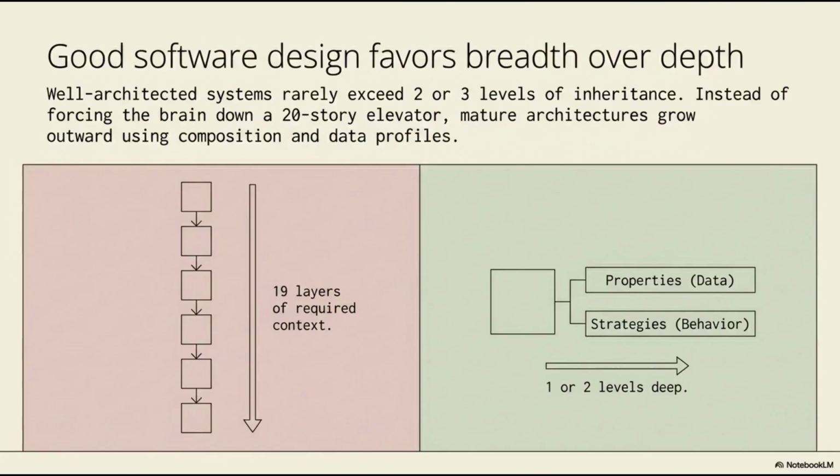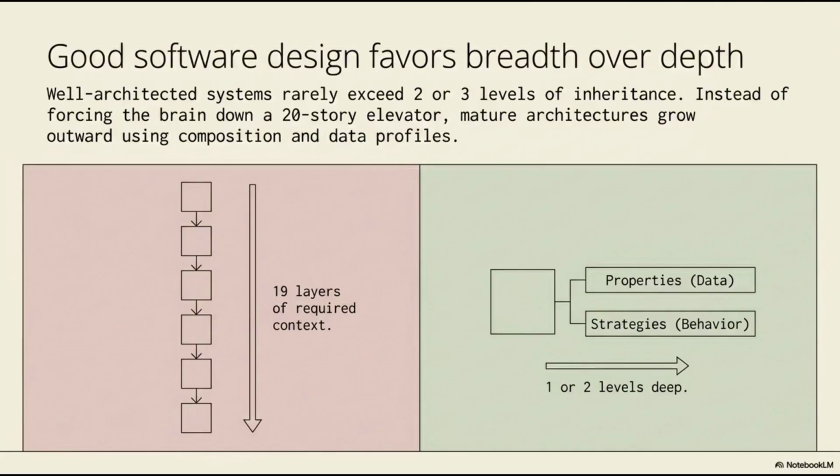The diagram on the left illustrates the pitfalls of deep hierarchies, depicting a stack representing 19 layers of required context. Navigating such a structure is akin to forcing the brain down a 20-story elevator, demanding an extensive mental model to understand dependencies and interactions. In contrast, the diagram on the right exemplifies a preferred approach, a system that is only 1 or 2 levels deep.